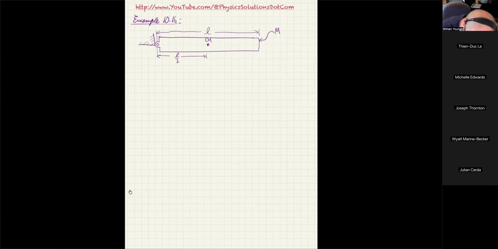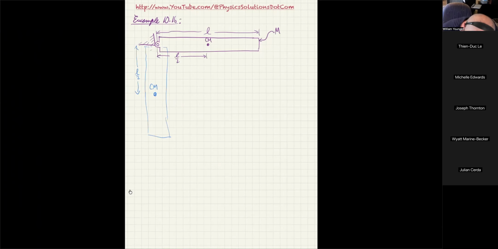We're going to allow this thing to drop so that it ultimately ends up in this position, hanging down like this. And now the center of mass is down a distance of L over 2 from where it was before.